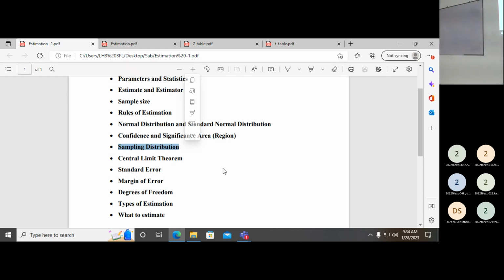Sampling distribution means this is your population. You take several samples. Sample 1. Another sample. Like that you take samples. More and more samples you take. Suppose that this is m number of samples. After selecting samples, you calculate sample statistics. Like that. But the problem is this, they cannot see. Only one page.